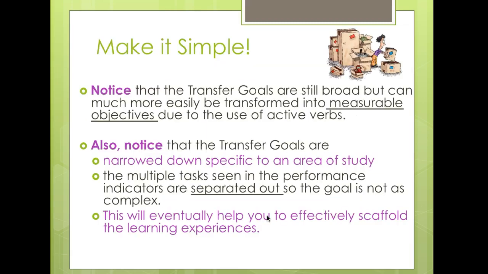So make it simple. Notice that the transfer goals are still broad, but can much more easily be transformed into measurable objectives due to the use of action verbs. And also notice that they are narrowed down to a specific area of study, very specific content. The multiple tasks seen in the performance indicators are separated out so the goal is not as complex. So you're reducing complexity, you're making it simple. And eventually it will help you effectively scaffold the learning experiences, which is where we're going with this.